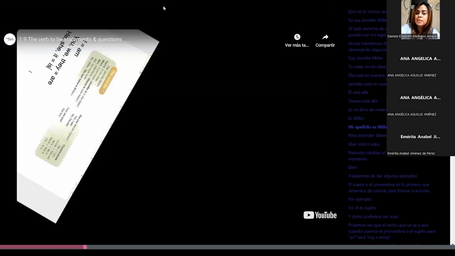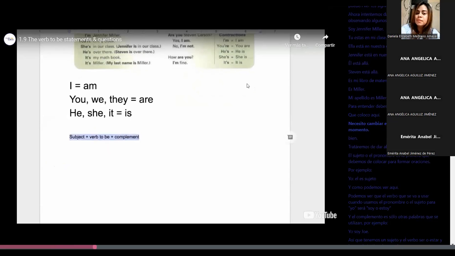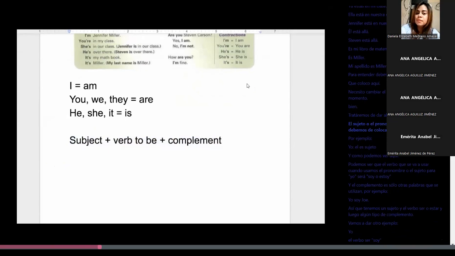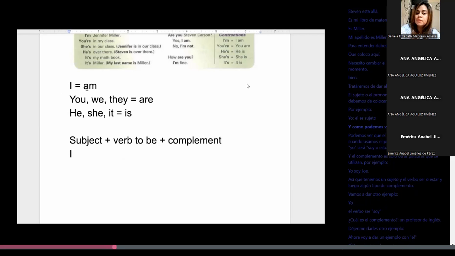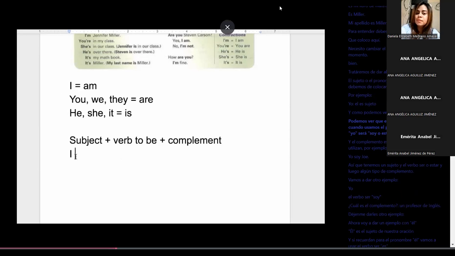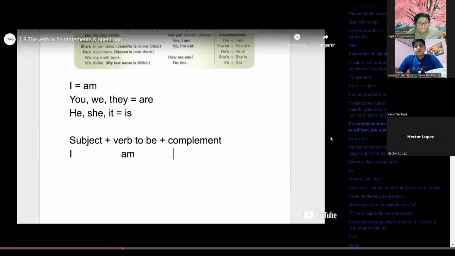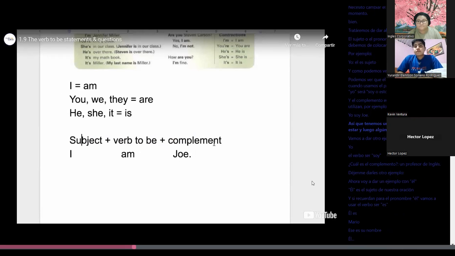In order to understand this, you need to follow this particular rule that I'm going to display here on this document. Let me just change the size. All right. And we're going to try to make sense of it, right? The subject or pronoun is the first thing that we're going to have in order to form sentences. So, for example, I is the subject. And as we saw here, the verb to be to use whenever we use the pronoun or the subject I will be am. I am. And the complement is just other words that are used. So for example, I am Joe. So we got a subject, the verb to be, and then some kind of complement.